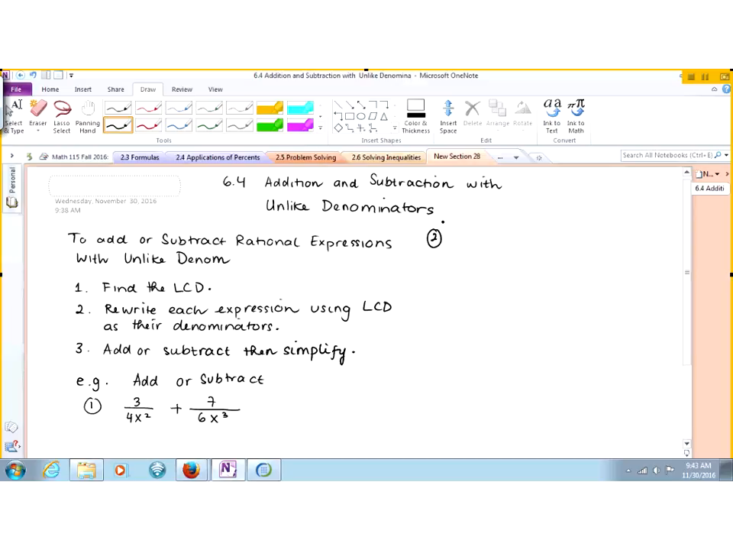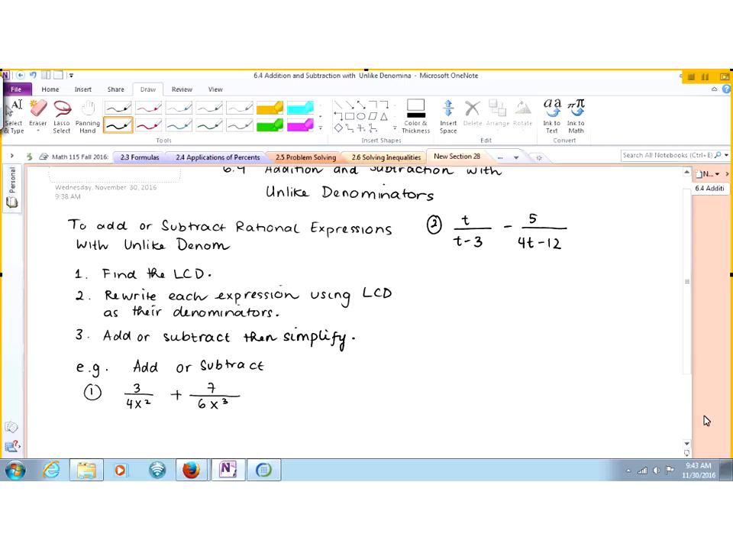All right, so number 2, what about if we have t over (t minus 3) minus 5 divided by (4t minus 12). Yeah, if you could find what is the LCD of 4 and 6, you don't have to write it out, as long as you know.